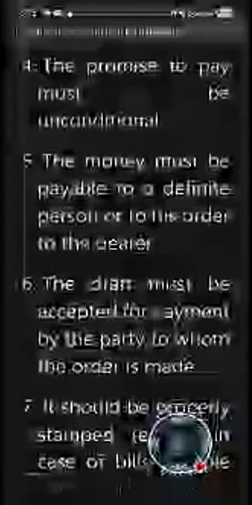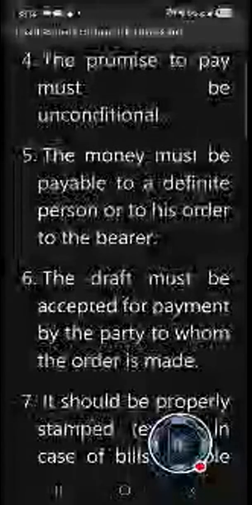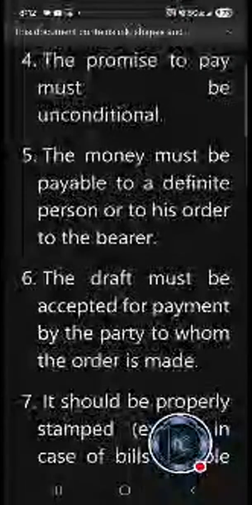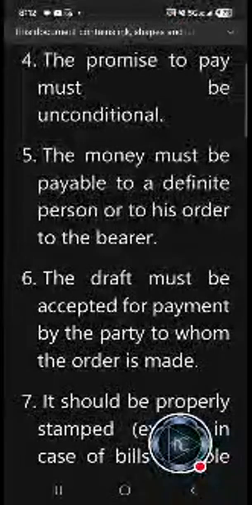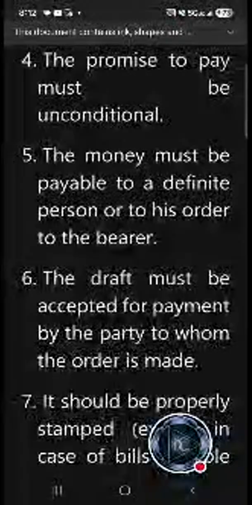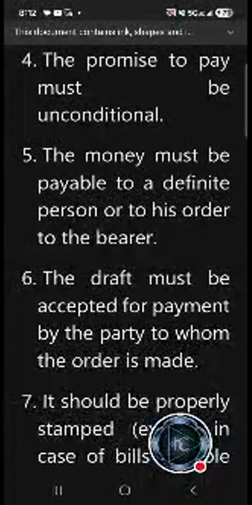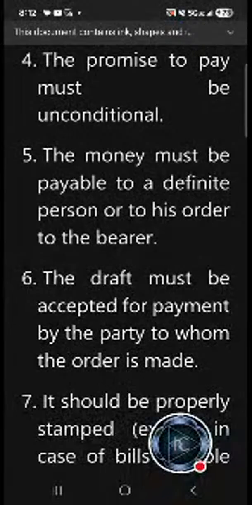the promise to pay must be unconditional. Years ago, when people used checks more commonly, at the bottom of those checks it had the words non-negotiable. That means the promise to pay must be unconditional, meaning it is your definite or conscious decision, as the drawer or the drawee, to pay.